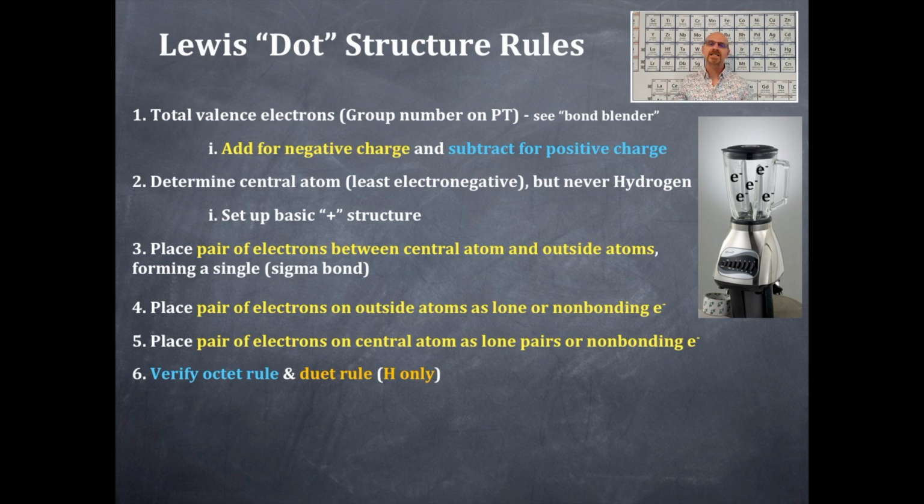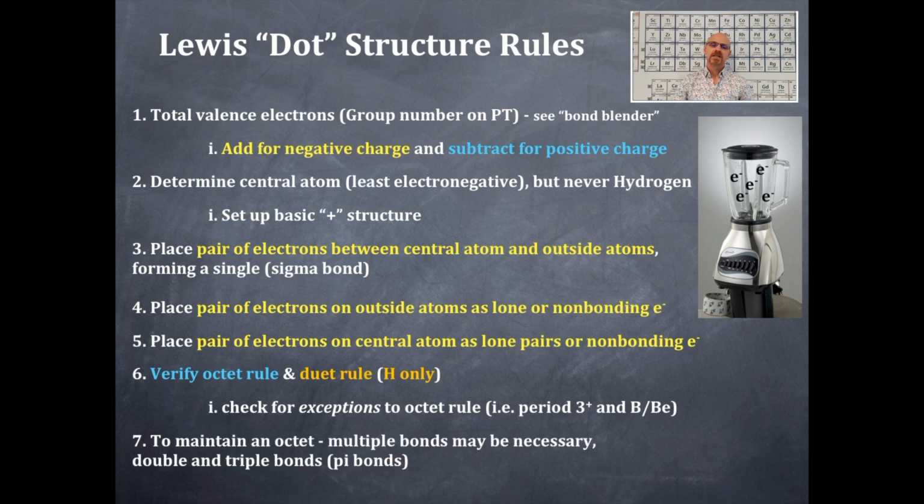Octet is for 8, like an octopus, and the duet rule. There's only one element that follows the duet rule, and that is hydrogen. Okay, we're going to check for exceptions to the octet rule, and that is period 3 and above can exceed the octet rule. Boron and beryllium can be deficient in an octet, and everything else in period 2 must maintain an octet.